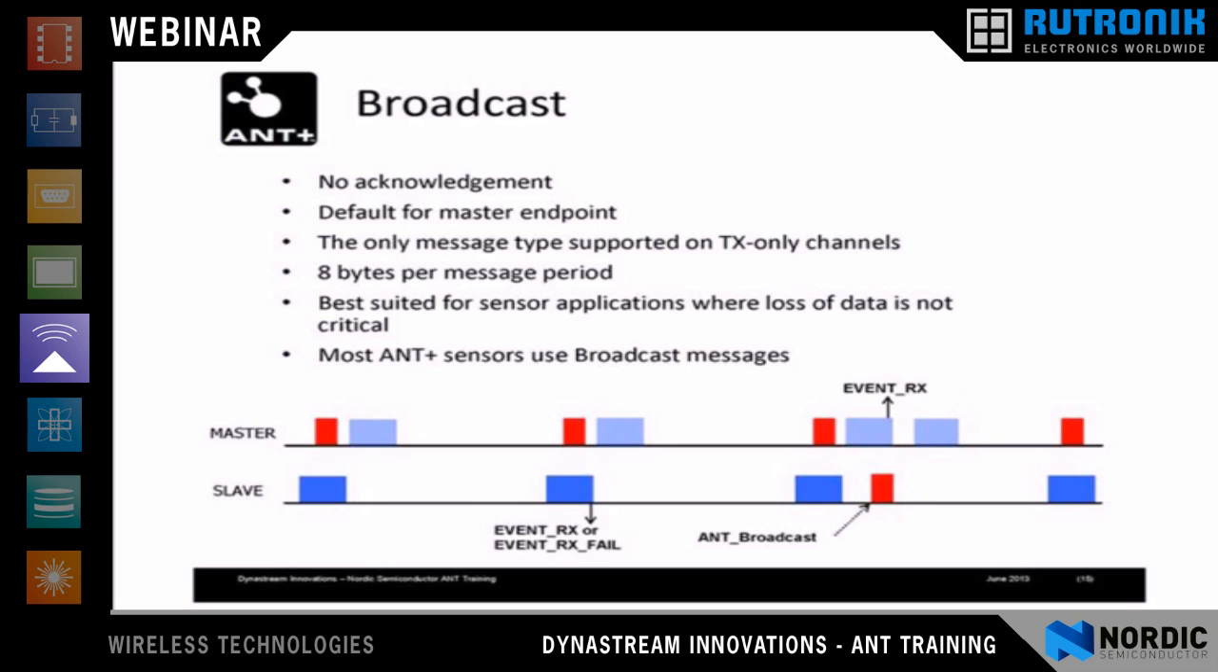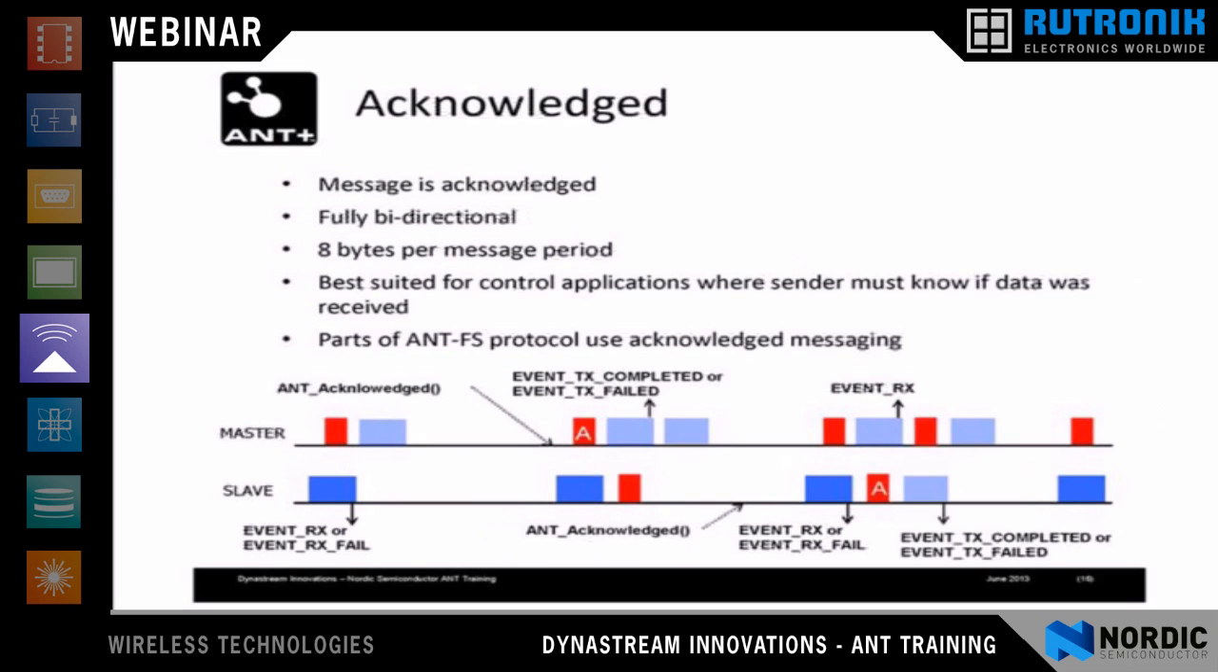You send 8 bytes per message period, and it's really suited for sensor applications where any data loss is really not a concern. A temperature sensor would be a good idea. The temperature doesn't vary that often. If you lose one of the messages for whatever reason, it's not going to affect your application. And then most of the ANT+ sensors use broadcast messages.